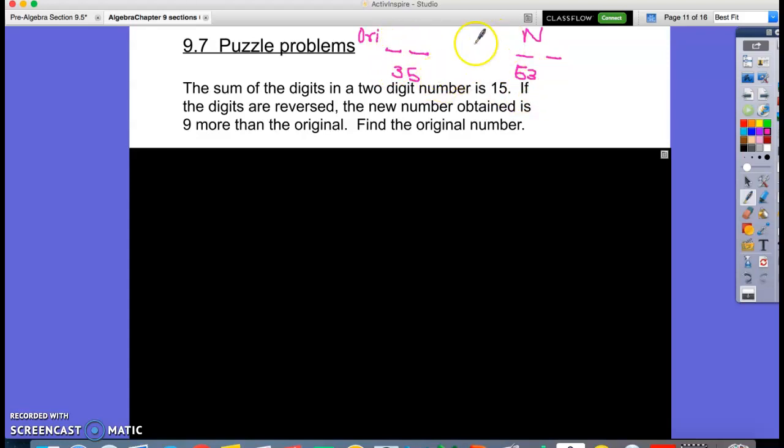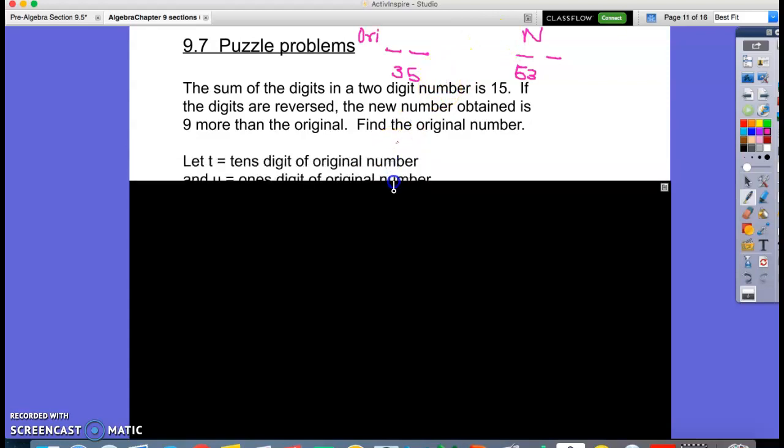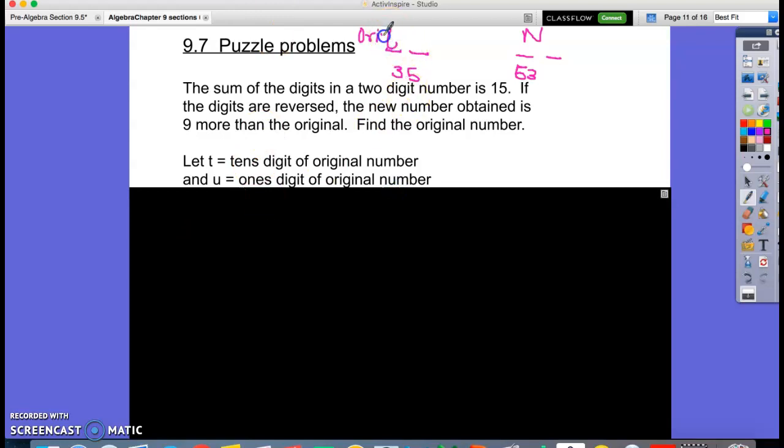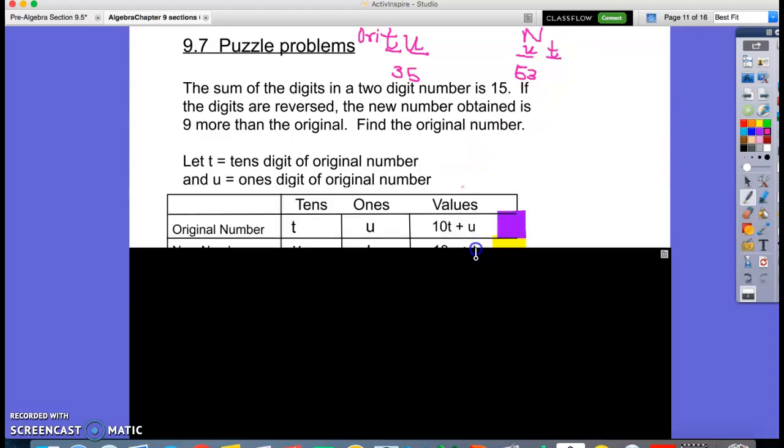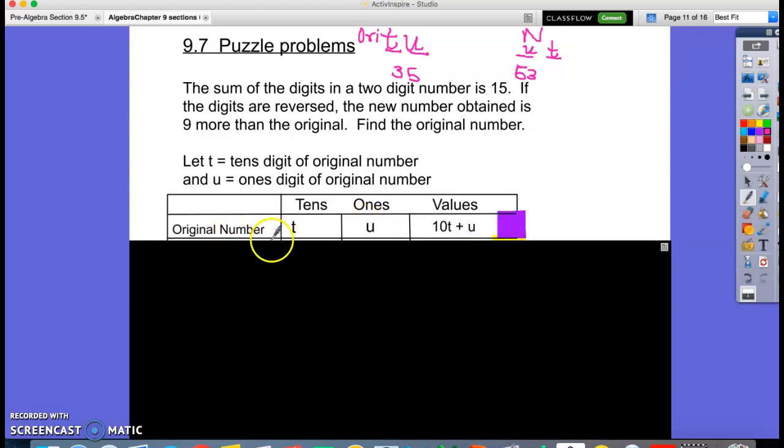So I'm going to say let t be the tens digit and u be the ones digit. So now we have t and u here. When I reverse, u goes into the tens place and t goes into the ones place. So the original number has t in the tens place and u in the ones place.